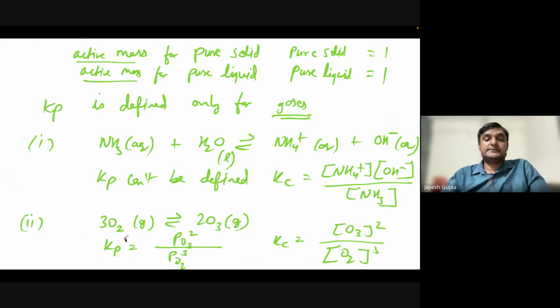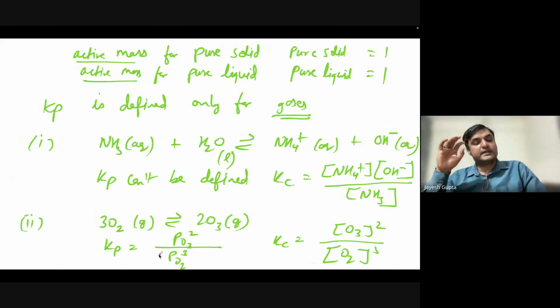Now the second example, the equation is 3O2 gas gives you 2O3 gas. So both are in gaseous phase, there is no issue. Kp can be defined very easily. Your Kp will be the partial pressure of O3 squared, because the coefficient is 2, divided by partial pressure of O2 raised to the power 3, or PO2 cube, because the coefficient is 3. Only one reactant and one product are there, so you just write product and reactant raised to the power of their coefficients.